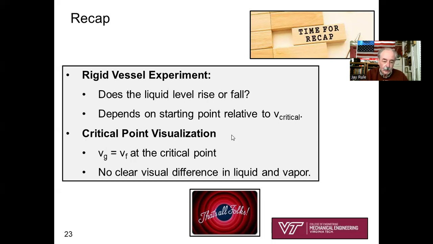This gives you an ability to quantify where the critical point is: critical specific volume, critical temperature, critical pressure, okay? Vg equals Vf at the critical point for all substances. And at that point, there's not going to be a clear visual difference between liquid and vapor of the substance. I hope that gives you a little better feel for visualizing the critical point. Hope it gave you some ideas on working underneath the vapor dome and made you a little more comfortable with processes associated with phase change substances.